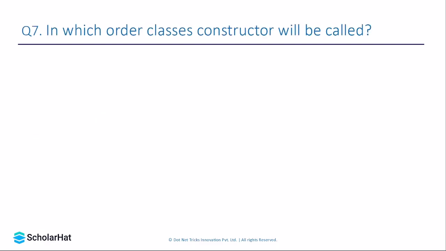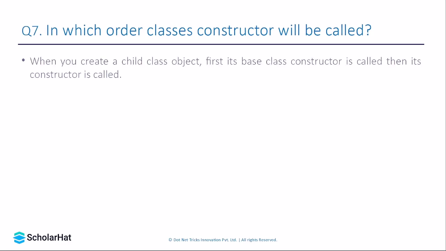Our next topic is the order in which the constructors will be called. Suppose we have learned the concept of inheritance, and we have seen how classes can act as a base class and a child class. Now we will understand, if we have a base class and a child class, and both classes have a constructor, how these constructors are called. So when you create a child class object, first the base class constructor is called, and then the child class constructor is called. So please pay attention to this line.